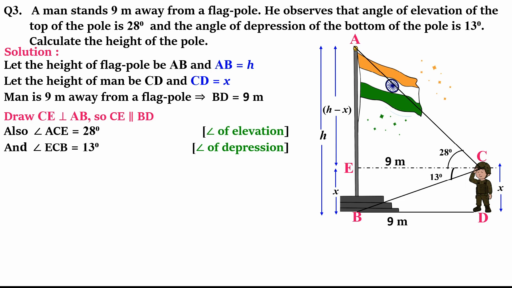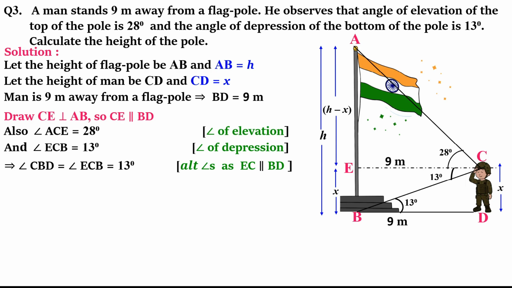Now we learnt in our previous lecture that the angle of depression is equal to the angle of elevation, alternate angles. Yes, because EC is parallel to BD, by using the alternate angles rule, angle CBD becomes equal to angle ECB, and both are 13 degrees each. So now I have two right triangles. As you can see, the first right triangle is CBD and the second right triangle is AEC.